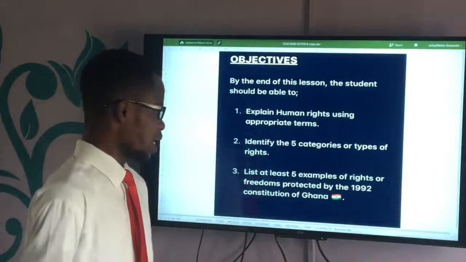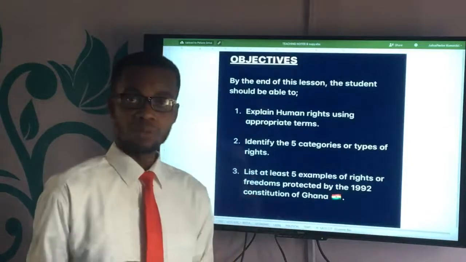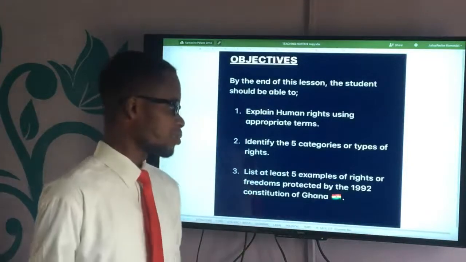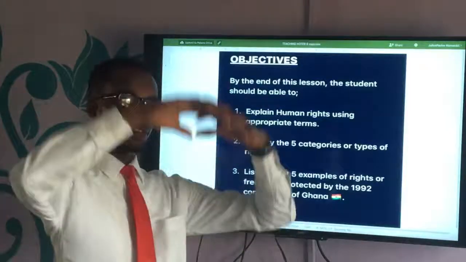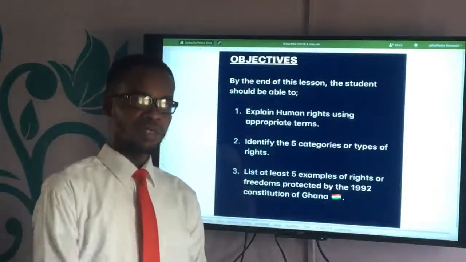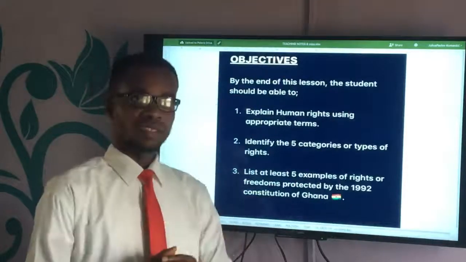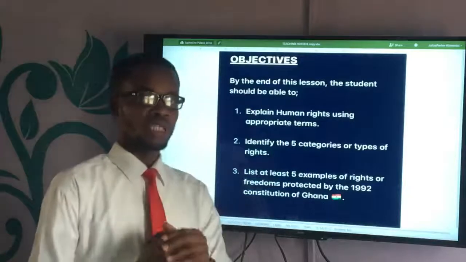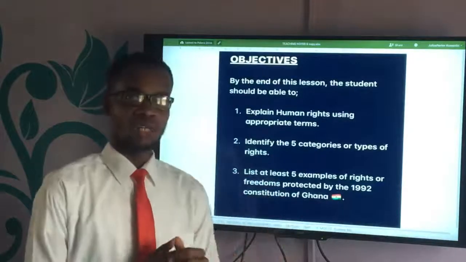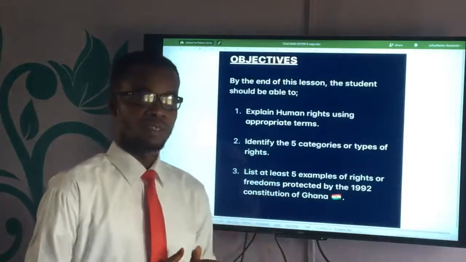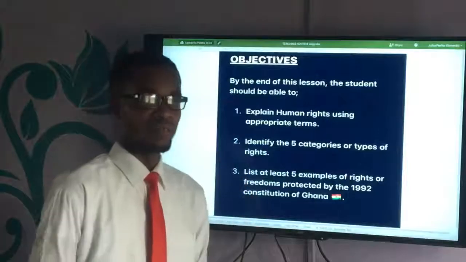Then 3, you should be able to list at least 5 examples of rights or freedoms protected by the 1992 Constitution of Ghana. So we are looking at something general, but we narrow it down to our country, Ghana. You know that our 1992 Constitution has a chapter dedicated to this particular aspect, which is human rights. So when you take chapter 5, you get everything over there.